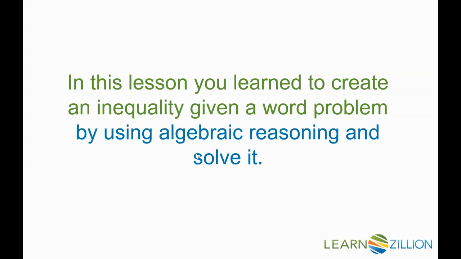Make sure to break each inequality down into pieces so that you can create your equation or your inequality, and solve it to find your solution.